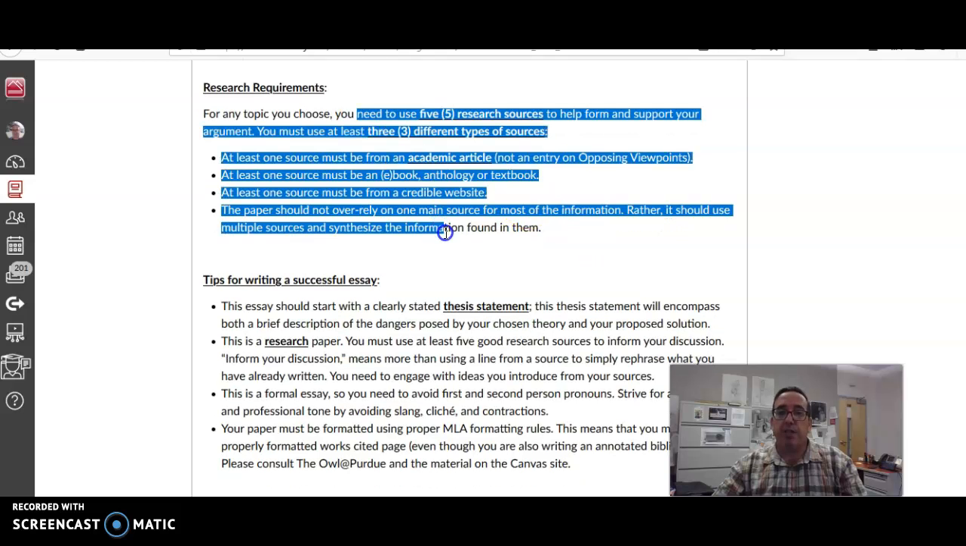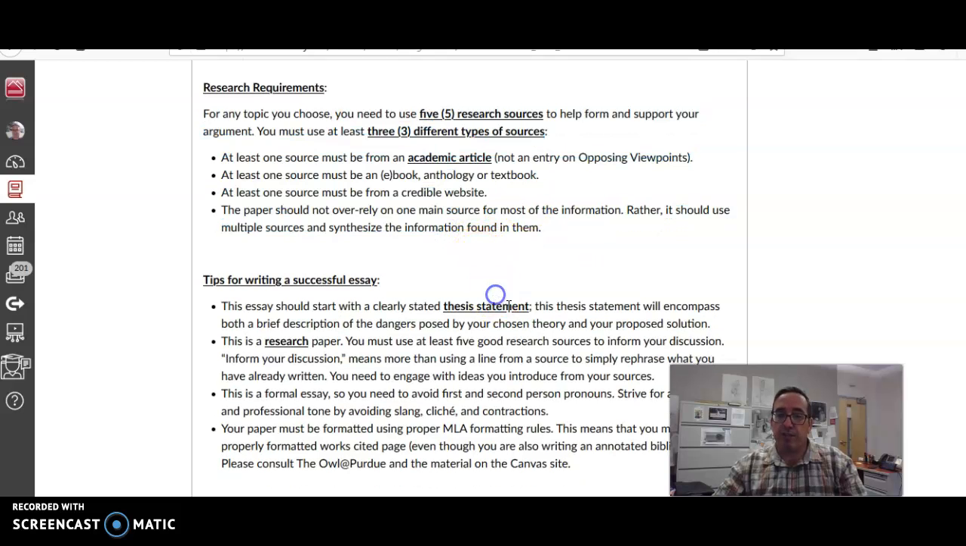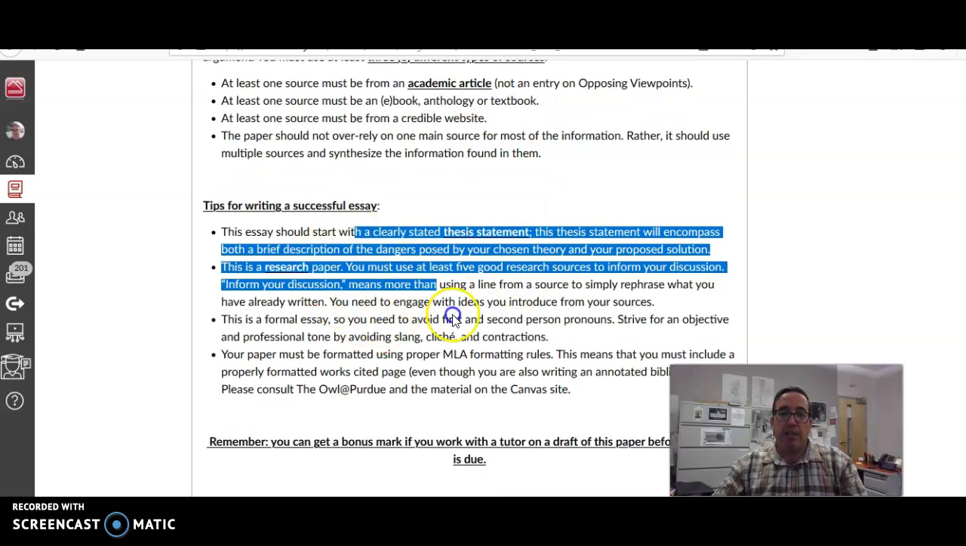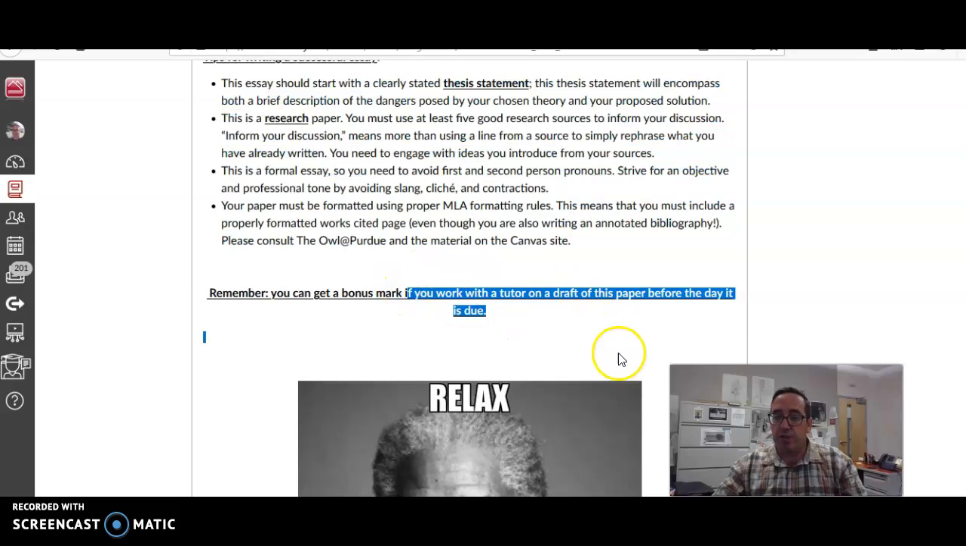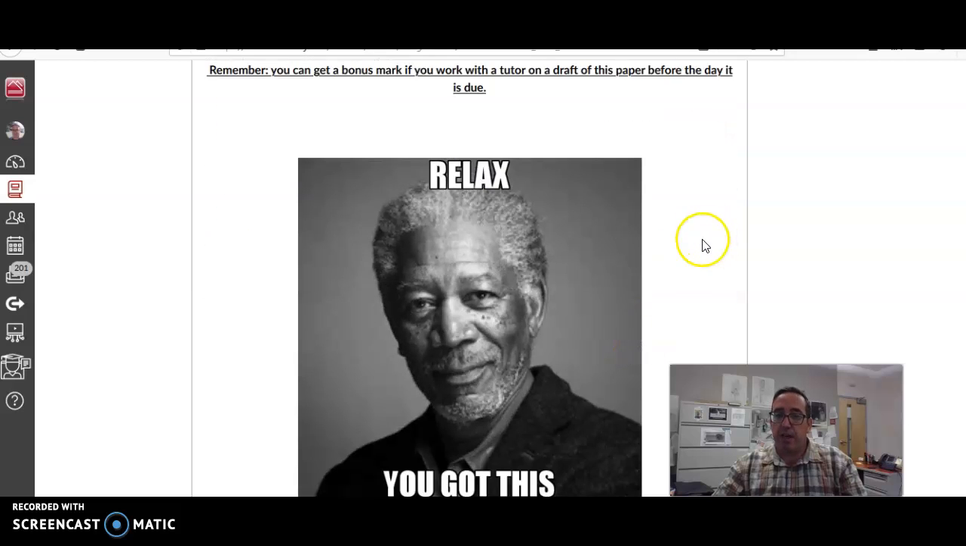There are specific research requirements for this paper. This is a research paper, so please look over those carefully. Some tips here I have. You can get a bonus mark, remember, if you take it to a tutor. And as Morgan Freeman would say, relax, you've got this.